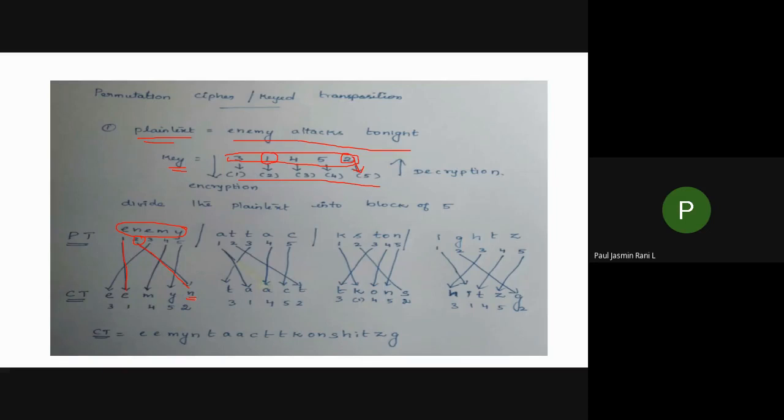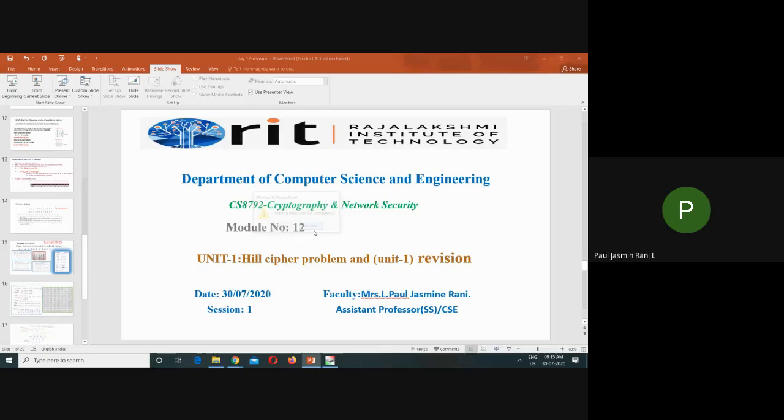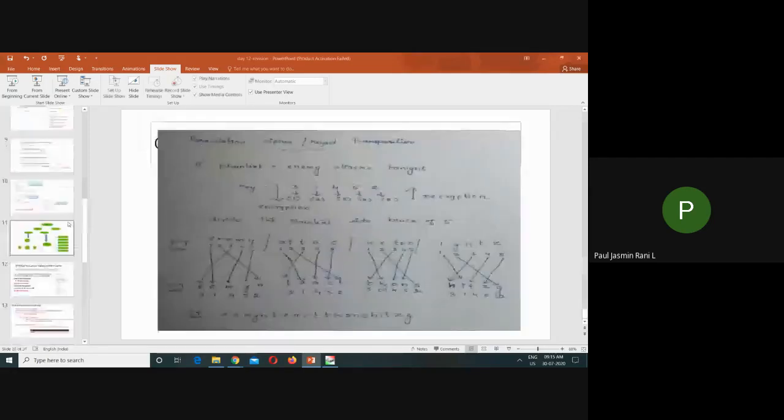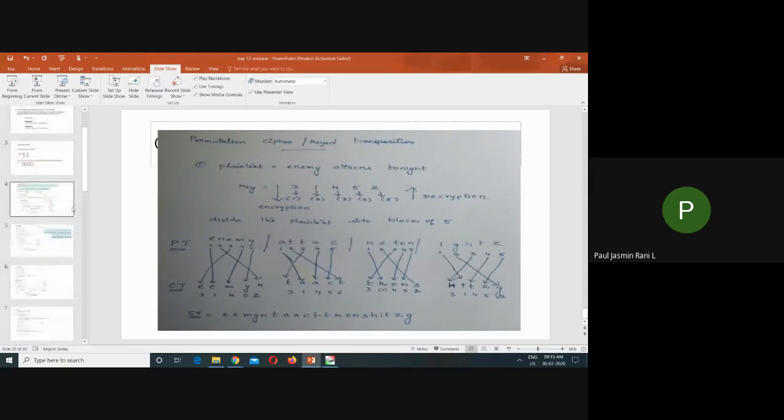So with this, we end our cipher techniques. All our cipher techniques are over. That's all. I revised all the topics under your cipher techniques.